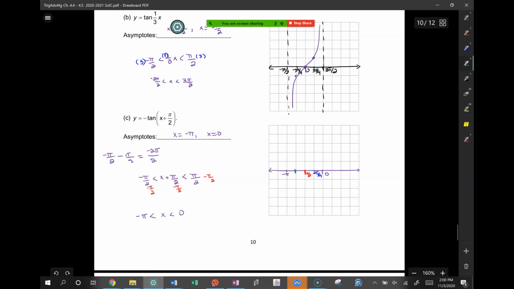Then what about that green one? So that's halfway from negative pi to negative pi over 2. Right? So that's halfway of negative 3 pi over 2. So negative 3 pi over 4. So that's negative 3 pi over 4.